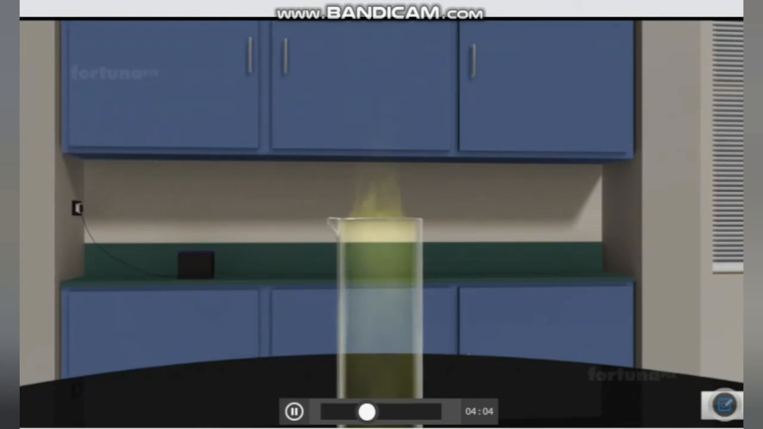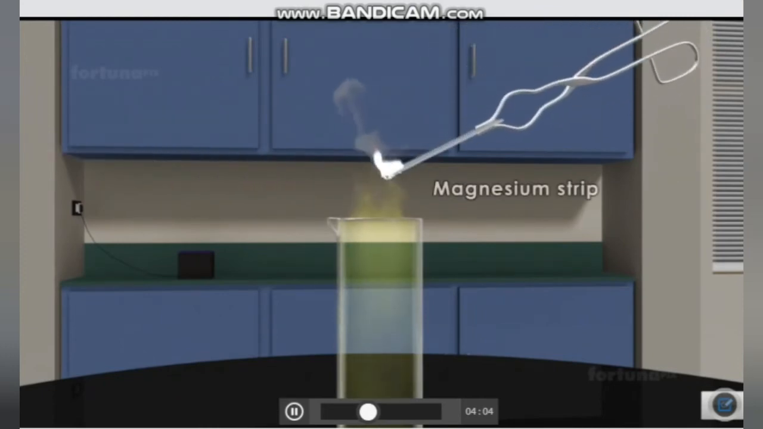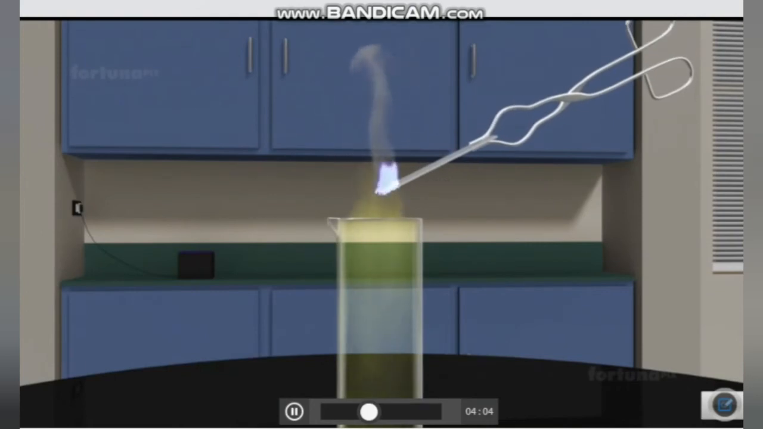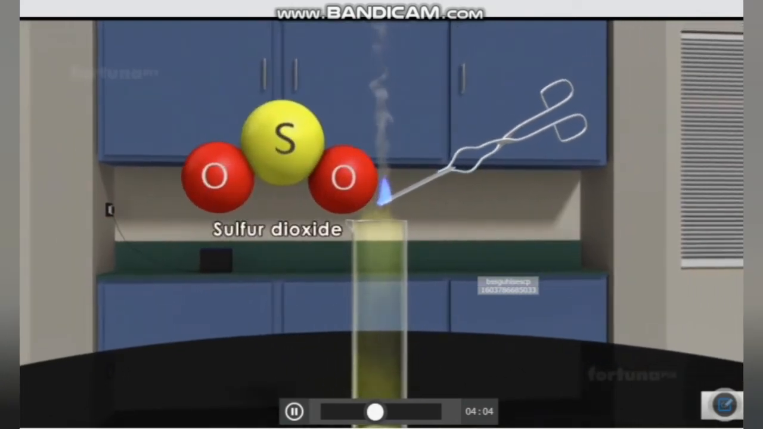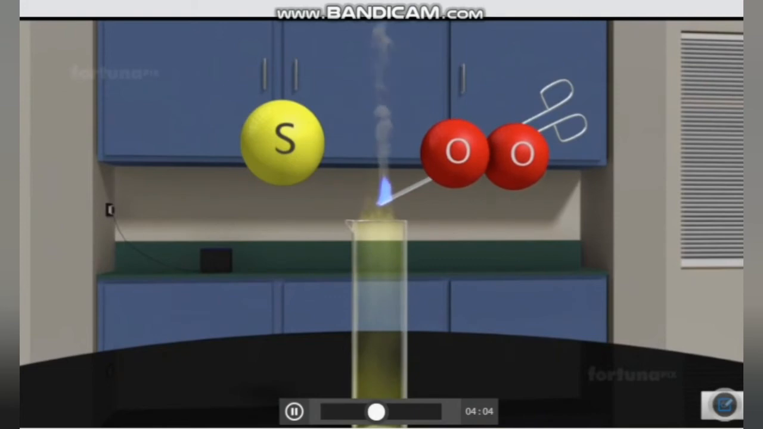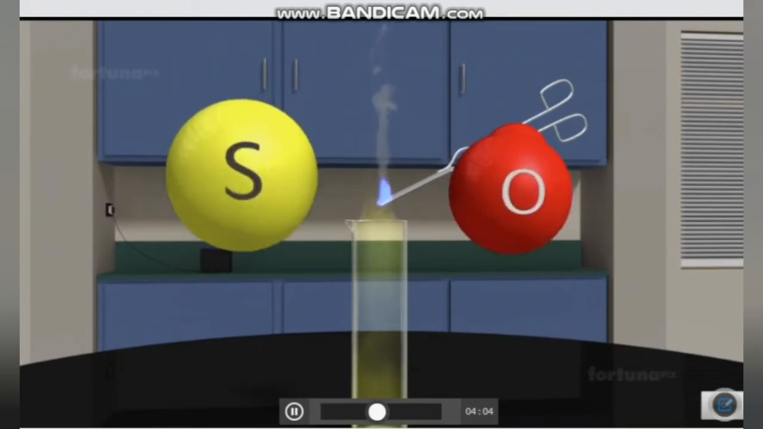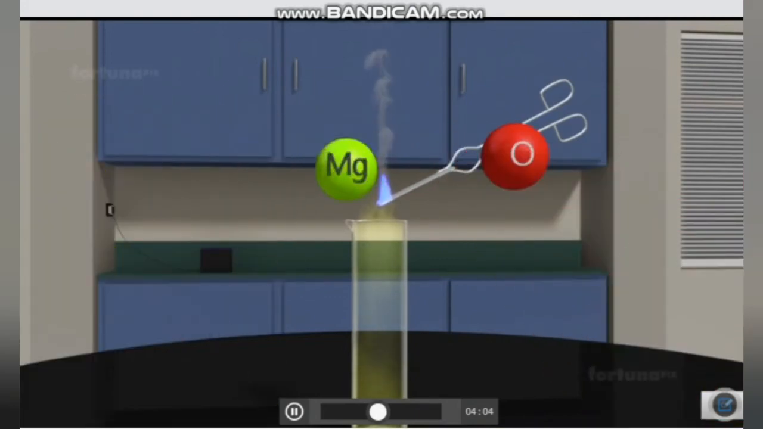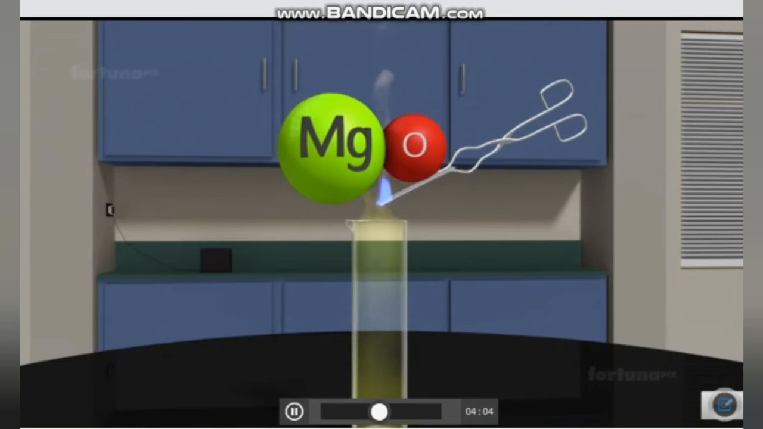Now, we will place a burning magnesium strip near the mouth of the jar containing the gas. You will notice the metal will burn brightly with a blue flame. During this reaction, the high heat produced by the burning metal will dissociate sulfur dioxide into sulfur and oxygen. The released oxygen will aid in the combustion of magnesium, forming magnesium oxide.